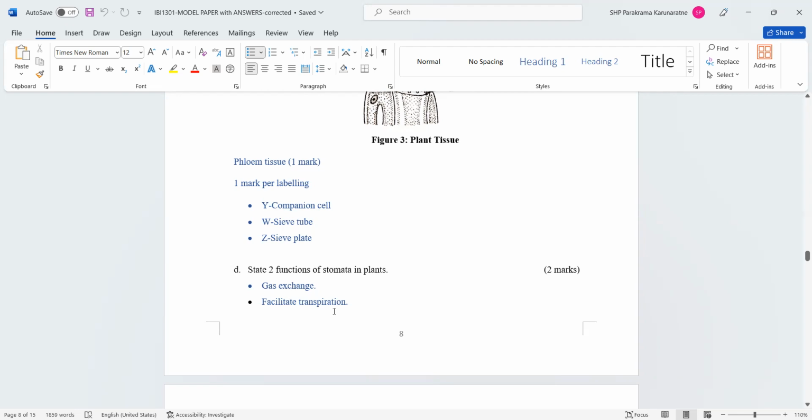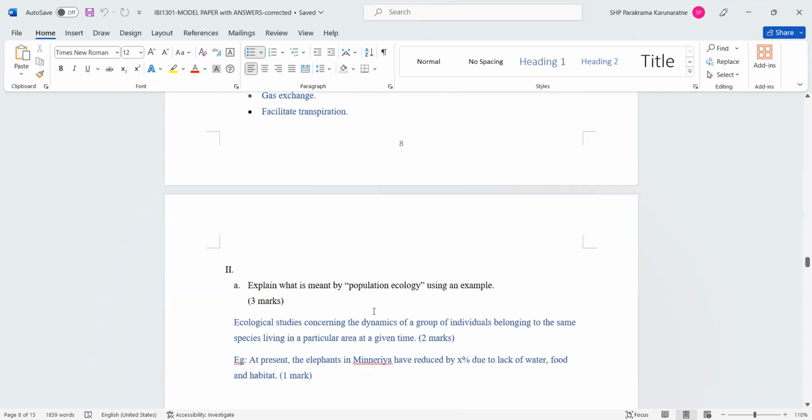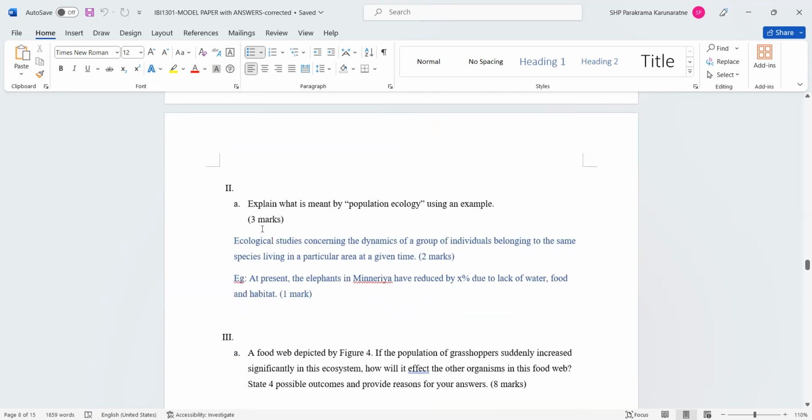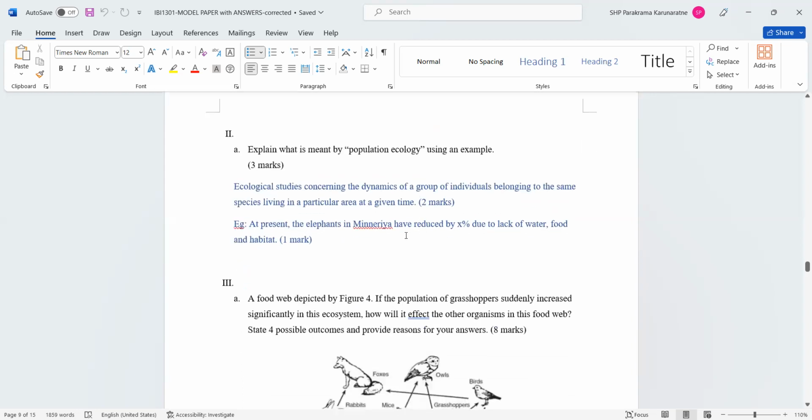Gas exchange. And it also facilitates transpiration. Water loss happens because of that, and because of that water loss, it is called transpiration. Because of that transpiration, a suction action comes, sucking, so that the water goes through the plant from the roots to the top of the plant because of this transpiration, right? Facilitate transpiration.